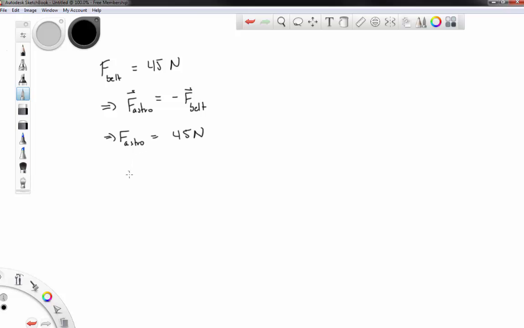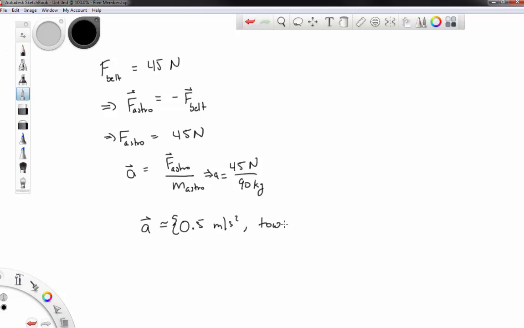Now we need to figure out what his acceleration is. Well, his acceleration in this case is going to be that force that was acting upon him divided by his mass. So we'll call that mass of astronaut. So that's 45 newtons divided by 90 kilograms. That means that he's going to have an acceleration of about half of a meter per second squared. And if we wanted to make it into a vector, it would be half of a meter per second squared toward the station. So wherever the station is, that sort of defines the direction for us.